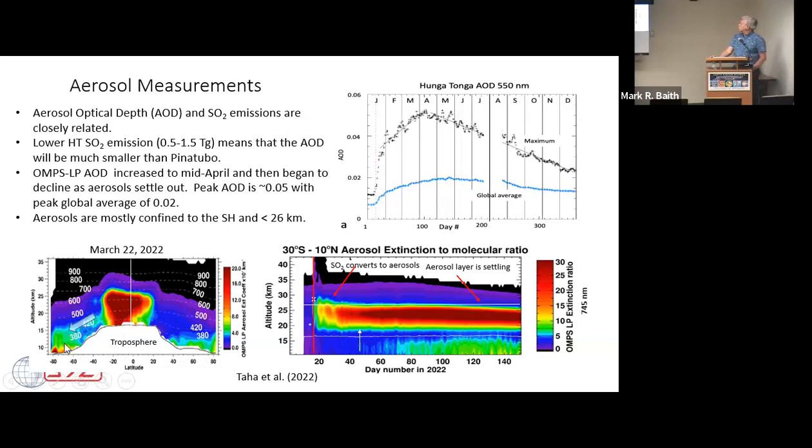And there's some stuff coming out here along the side, and that's very typical of the lower stratosphere, where you have transport by waves and storms that penetrate into the lower stratosphere and move stuff along isentropic surfaces, potential temperature surfaces. This is potential temperature, these numbers. And this shows a 30 south to 10 north aerosol extinction to molecular ratio from Taha. And you can see there's conversion of SO2 to aerosols in this period after the eruption, 15 to 20 days.